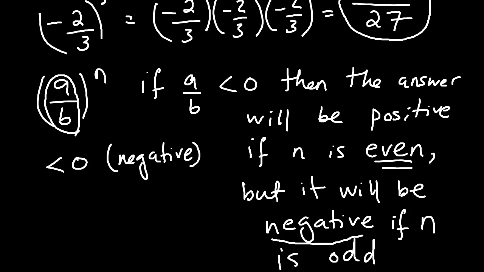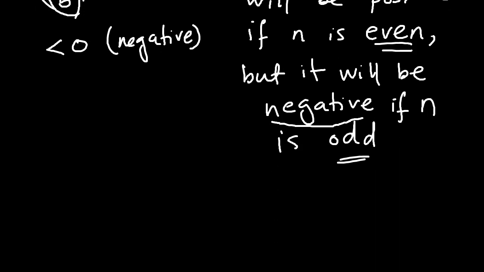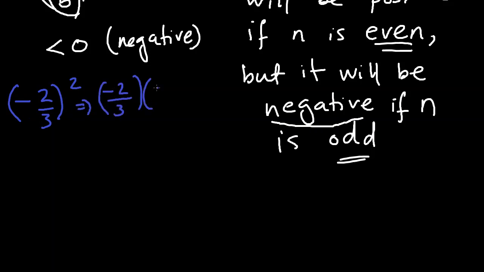Okay, so let's do an example just to clarify this concept. So let's say we have negative 2 over 3 to the power of 2. What does this give us? Well, it's going to be negative 2 over 3 times negative 2 over 3, right? And that gives us, well, negative 2 times negative 2 is positive 4, and then 3 times 3 is 9. So our answer is 4 over 9.